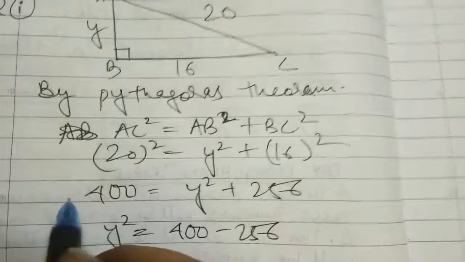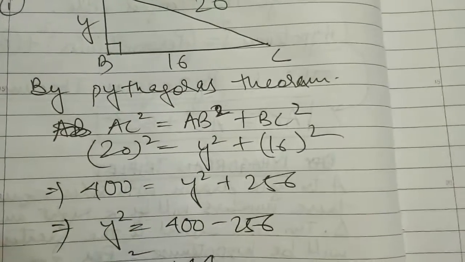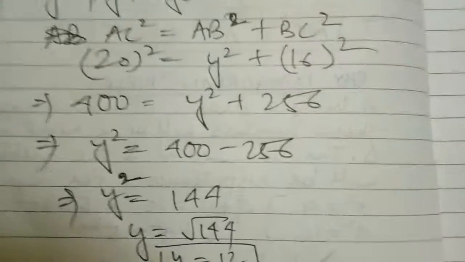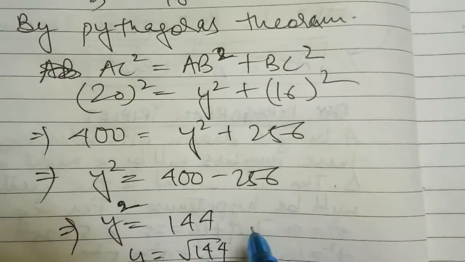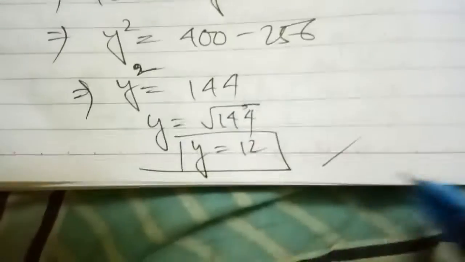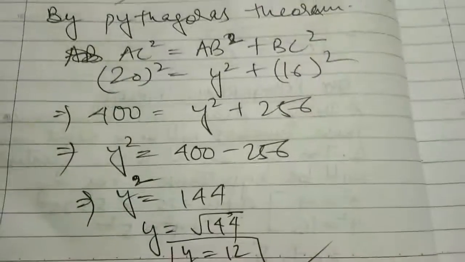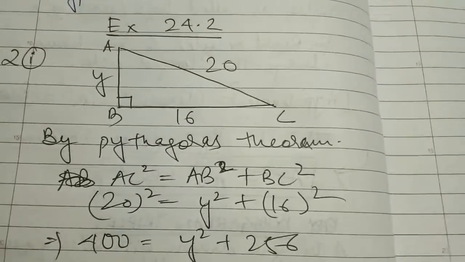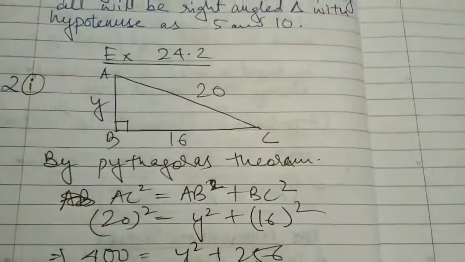After transposing to this side, 400 minus 256 gives Y square equals 144. Then the square goes to the other side as a square root, and from here I got the value of Y equals 12. This is the practical use of the Pythagoras theorem that I have shown you from the exercise.